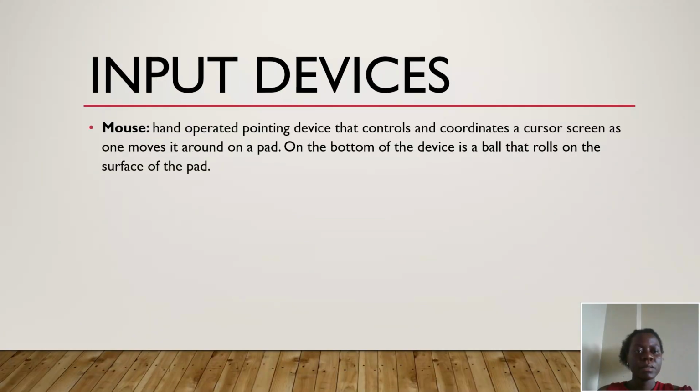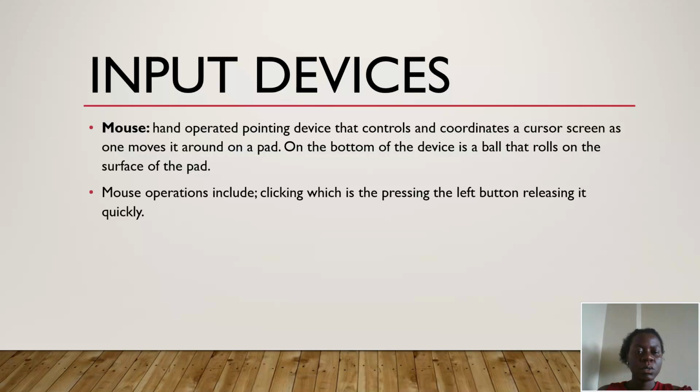Then we have the mouse, and this is a hand-operated pointing device that controls and coordinates a cursor on the screen as one moves it around on a pad. On the bottom of the device is a ball that rolls on the surface of the pad.